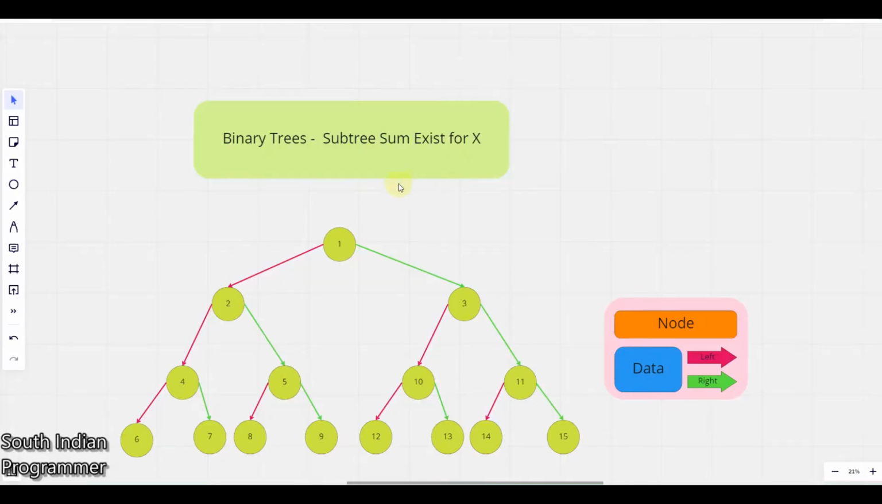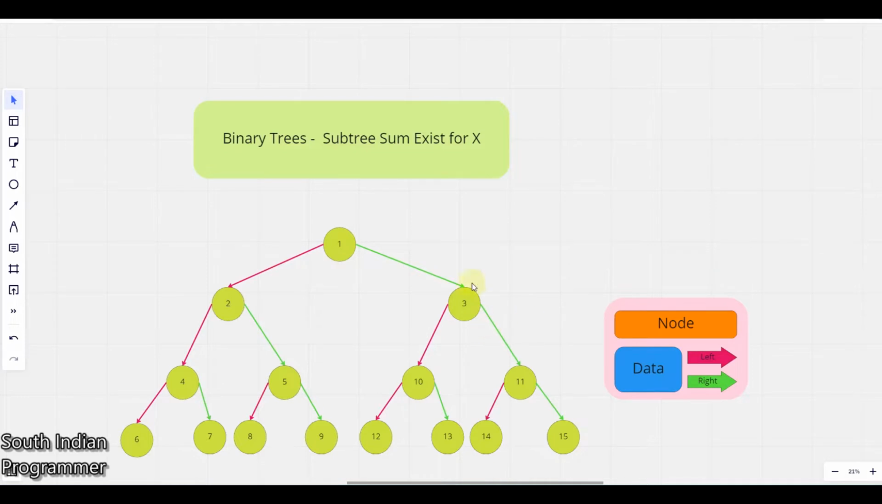Hello everyone, in this video we'll see binary trees. Subtree sum exists for x. We are given one binary tree and a number called x. For that number x, we have to find whether a subtree with that sum exists in this whole tree.